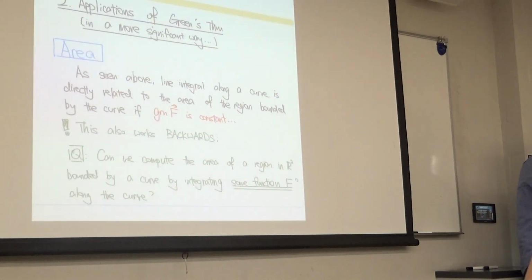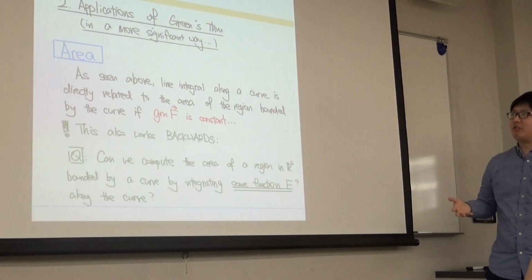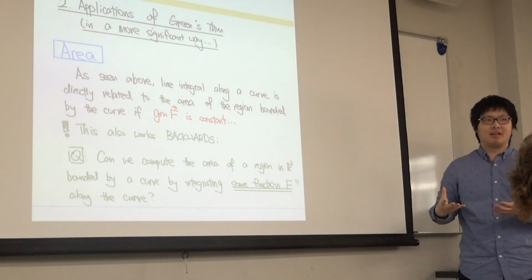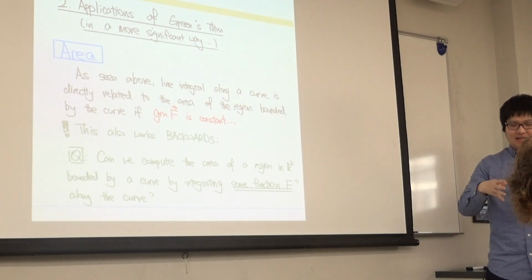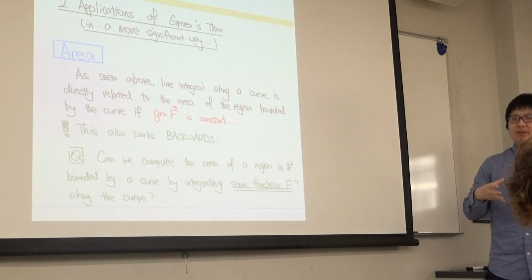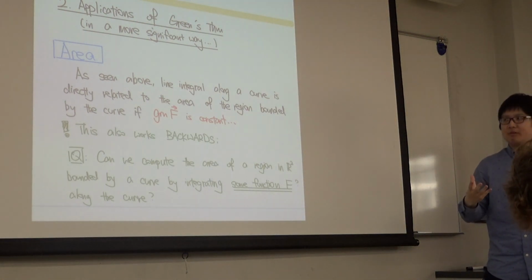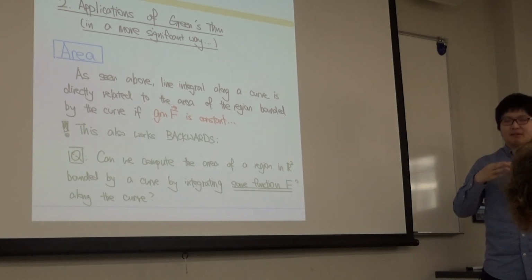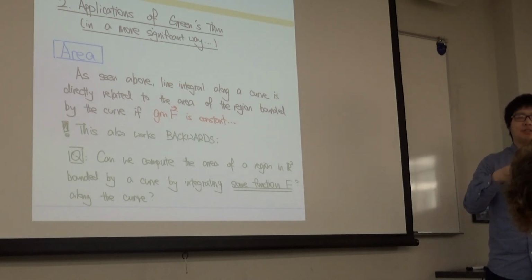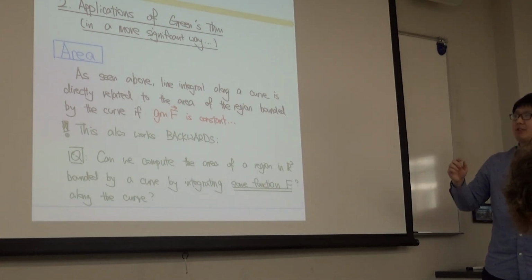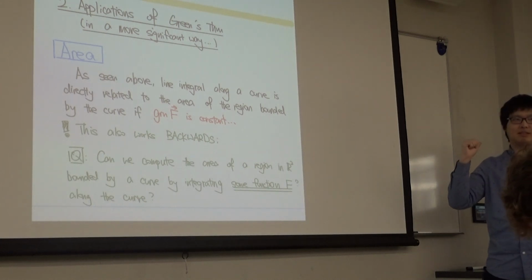And the question is, can we do this backwards? Suppose we are given a region instead of a curve, and we want to compute the area of that region. Can we find some function f so that after applying Green's theorem, we can reduce the problem of finding the area of that region to finding the line integral along its boundary? Because Green's theorem works this way and also the opposite way. What we have been doing is using one direction of Green's theorem. I want to apply it backwards this time.